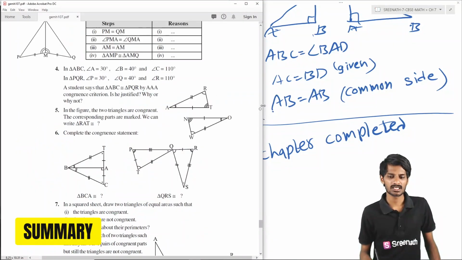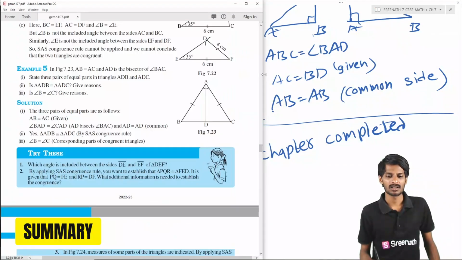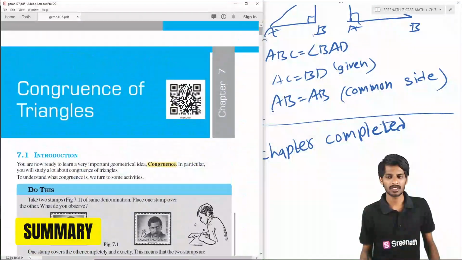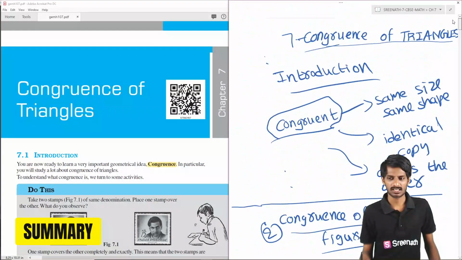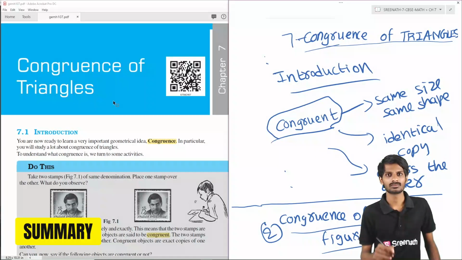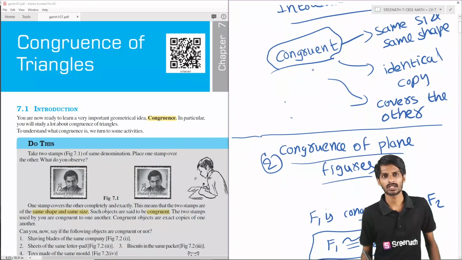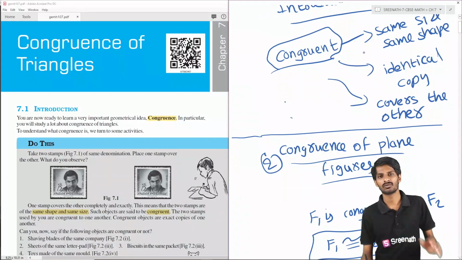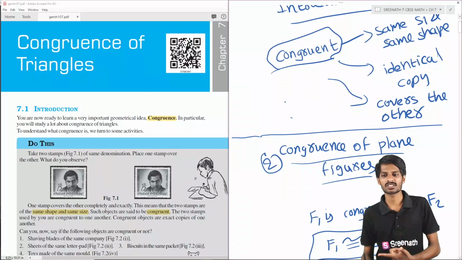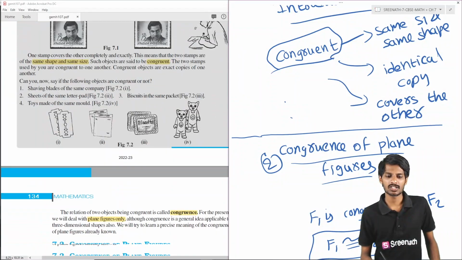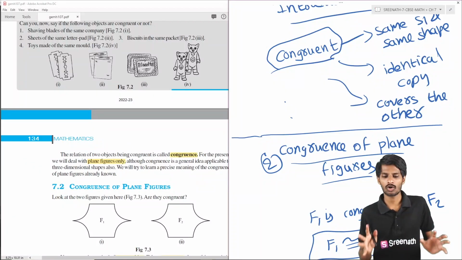Without wasting time, we are going to see the summary of the whole chapter, students, what we have discussed till now. Congruence of triangles is the present chapter name, students. In the introduction, congruent means whenever one object covers another object, whenever both objects are the same size, same shape, and identical, then we say both objects are congruent. And the relation between congruent objects is called congruency.